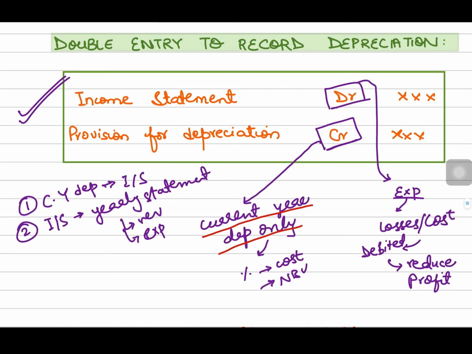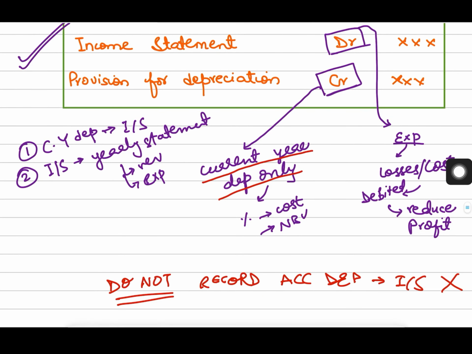So what is the double entry? We debit income statement. Why? What is the logic? It is an expense. We know all the expenses are debited in the income statement, and we credit the provision for depreciation account. Why do we credit it? Because this will increase its account balance, and any increase in the account balance of a contra asset account will be recorded on the credit side, and the entry is made with the current year depreciation only.